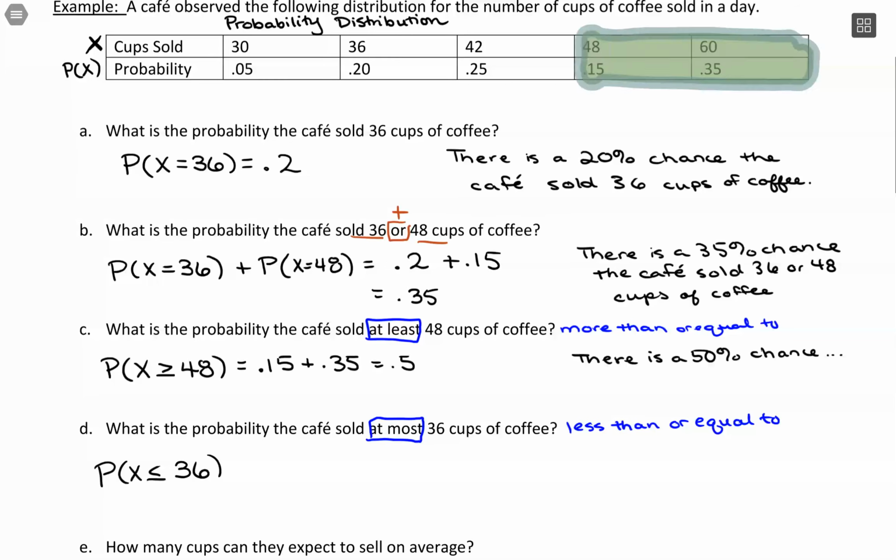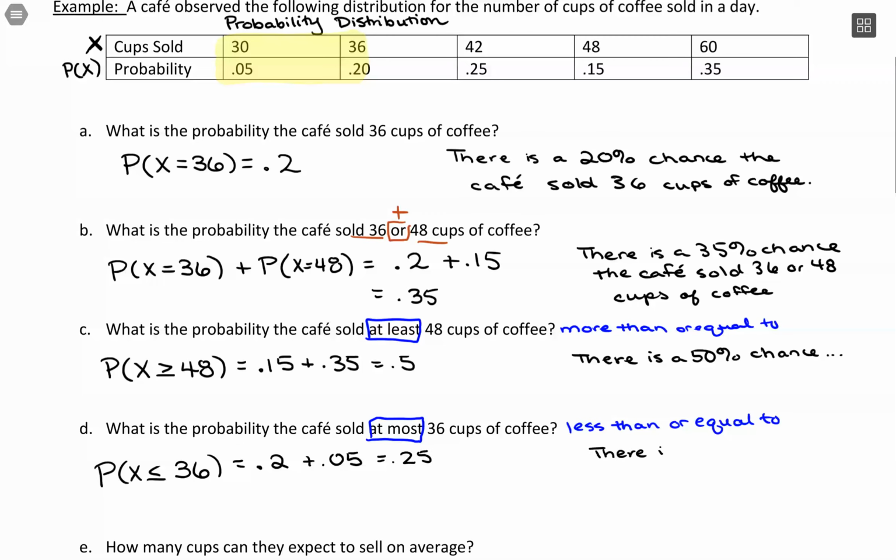Now when we go to at most 36, it's giving us the largest value that we want to see, and then we want to see everything less than. So we're going to go to the left-hand side. It's like saying 30 or 36. So we could take 36 or 30 for a 0.25. So there is a 25% chance.